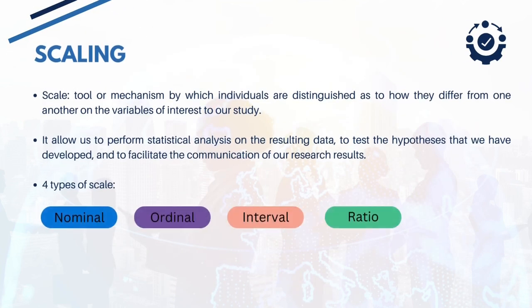Scaling. A scale is a tool or mechanism by which individuals are distinguished as to how they differ from one another on the variables of interest to our study. It allows us to perform statistical analysis on the resulting data, to test the hypothesis that we have developed, and to facilitate the communication of our research results. There are 4 types of scale, which are nominal, ordinal, interval, and ratio.